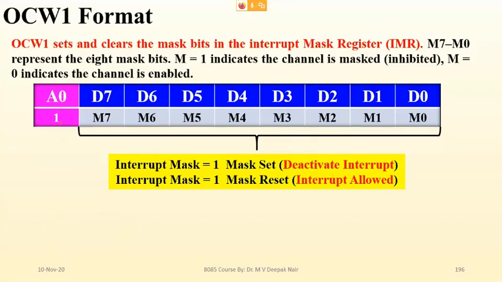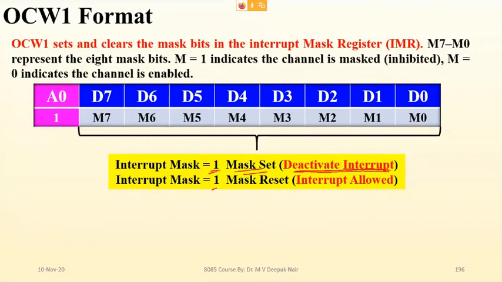Now, OCW1, remember, is a higher order or high port command. So this will go to the high port of the 8259. Now, coming to the rest of the bits, D0 to D7. In D0 to D7 we can mask or unmask. If it is one, mask set, that means deactivate the interrupt. Interrupt will not be allowed from that particular line or bit. We will come to the example.